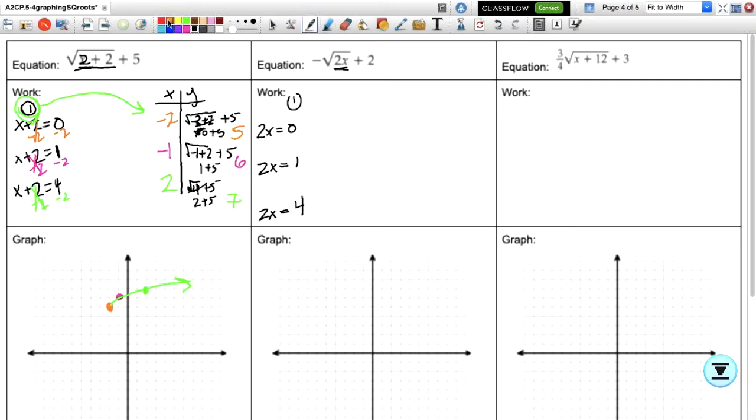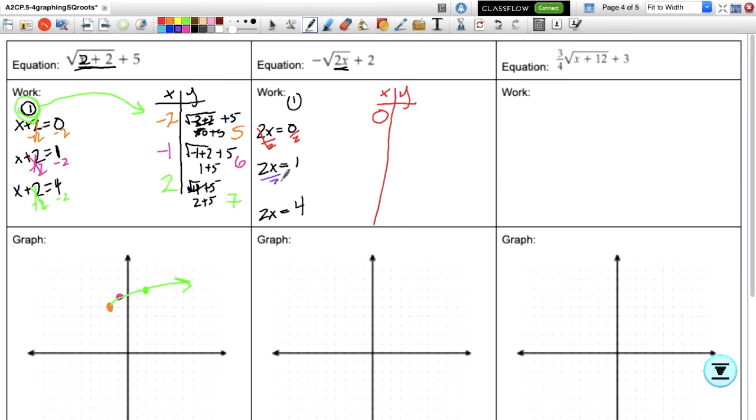Now this one's a little different in that we're not adding something or subtracting it, we're dividing. So we're going to divide by 2, divide by 2. We end up with x equals 0 divided by 2, or just x equals 0, right? 0 cut in half is just 0.